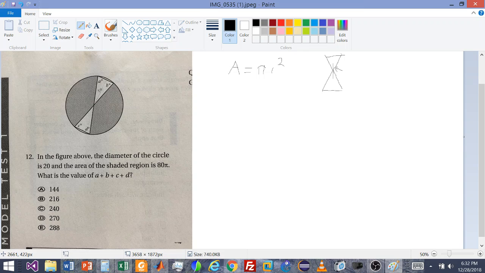And we also talked about that since the diameter equals 20, the radius is equal to 1/2 diameter, so that means the radius equals 10. So that means each of these sides of the triangle, right here, is 10, which means it's an isosceles.